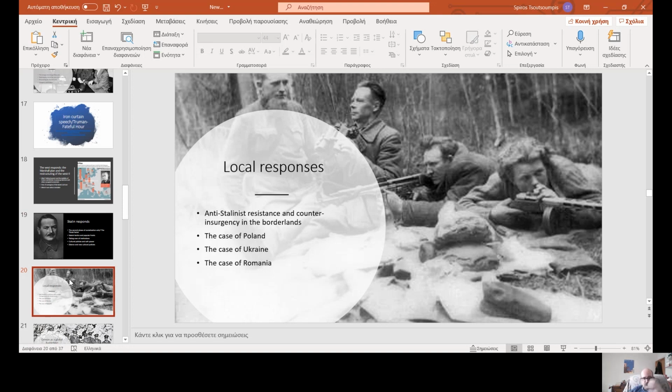The same thing happens in Ukraine. The re-establishment of the Soviet rule in Ukraine leads to a backlash among Ukrainian civilians, who also raise guerrilla bands and resist the Red Army. And the exact same thing happens in Romania.